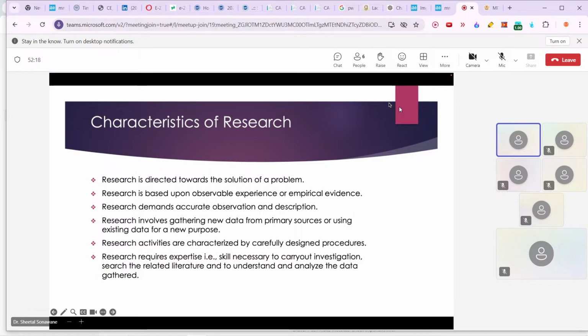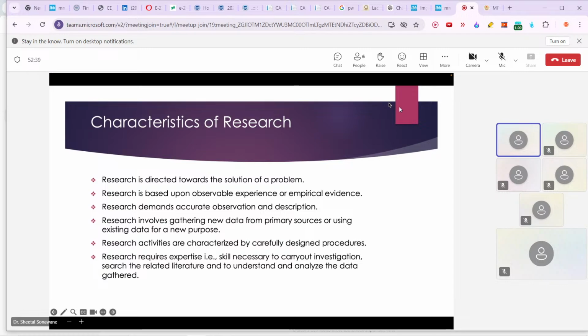The solution of a problem is not always correct. It may be rejected. You may get a failed result also. So that's why the solution is important. The correctness is not so important. So research is completely directed towards the solution of a problem.